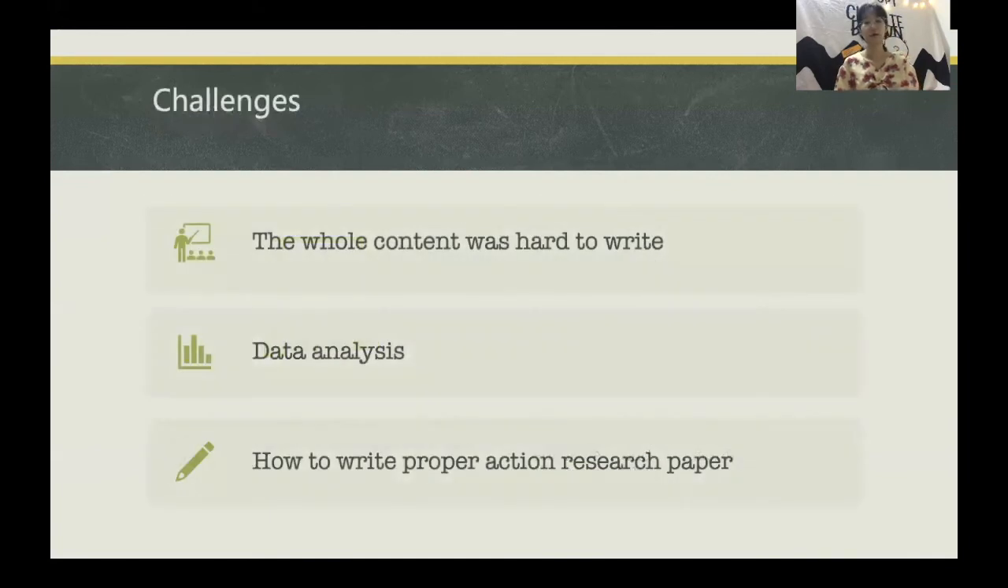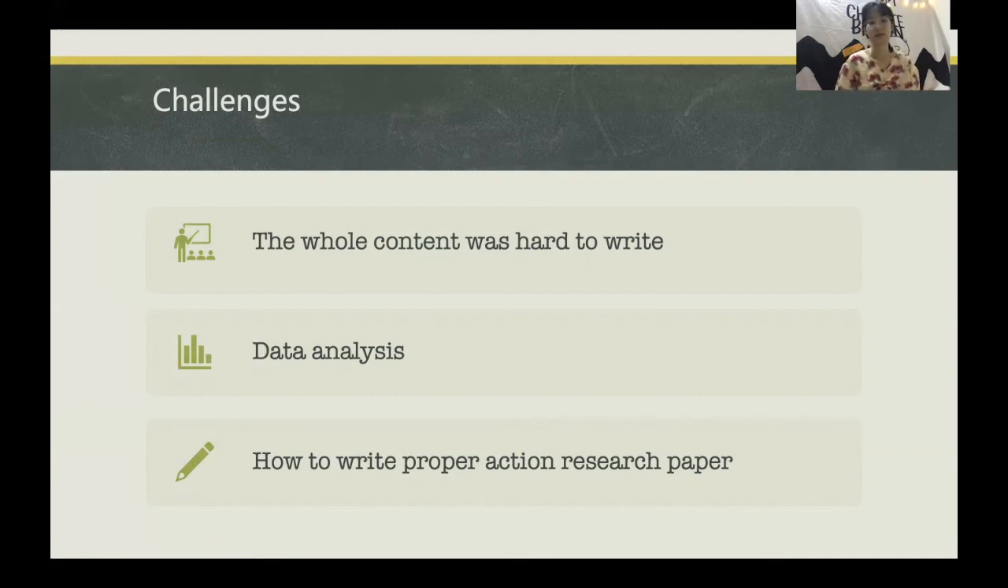Okay, at the end of the action research, there were many challenges for me. First, the whole content was hard to write, because when I was doing the action research, I watched the doctor's teaching video many times, and I also consulted my classmates, and I also researched much information online.